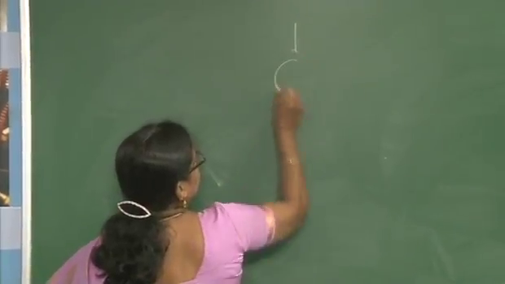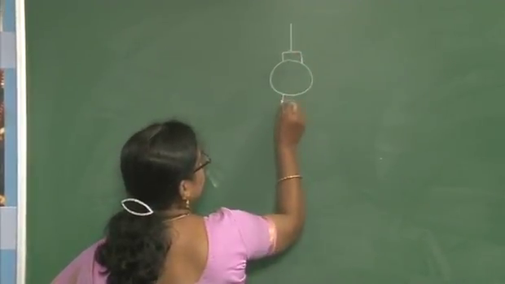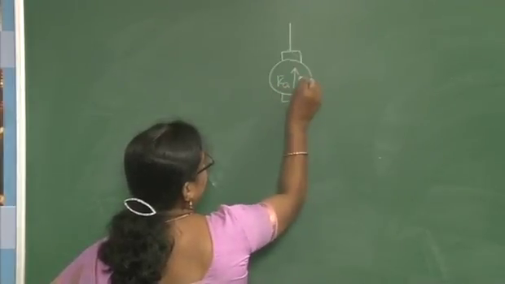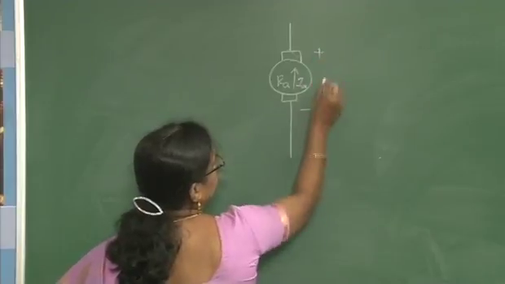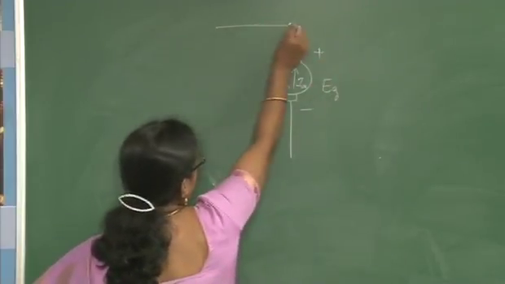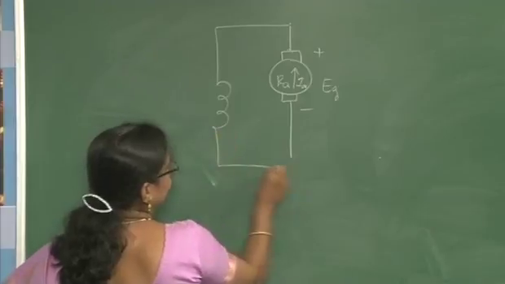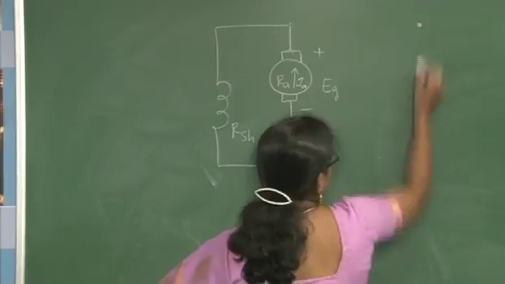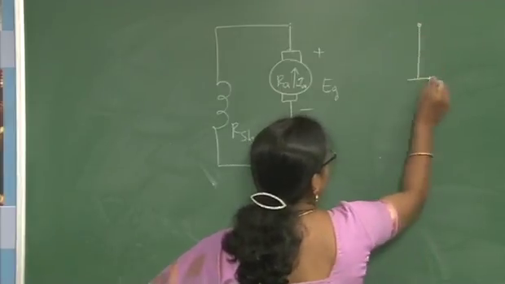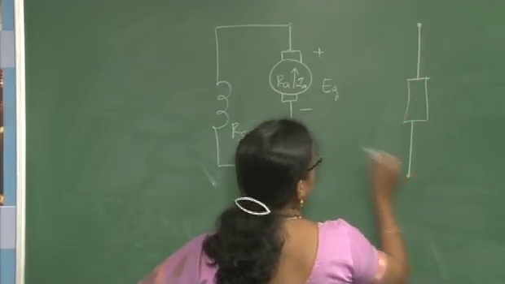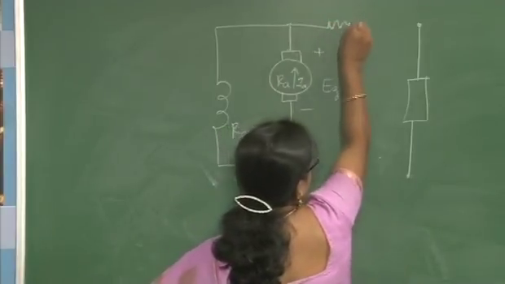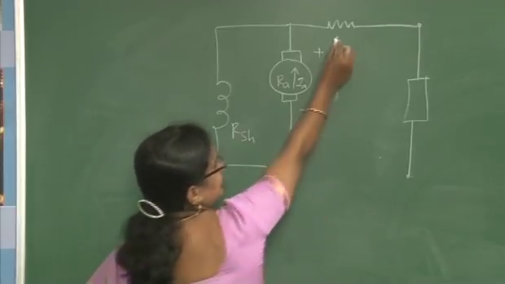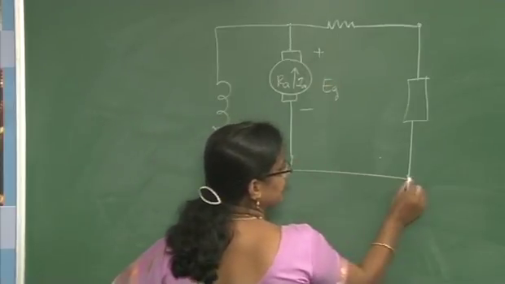So the representation is the same as what I have already told you. This resistance is Ra, the current flowing is Ia, the EMF induced is Eg, and here you connect the shunt field, Rsh, in parallel. Then this generator is supplying a load of 10 kilowatt, 200 volt, through this feeder. I already told you that to supply the power you use a feeder, so a pair of feeders is used.